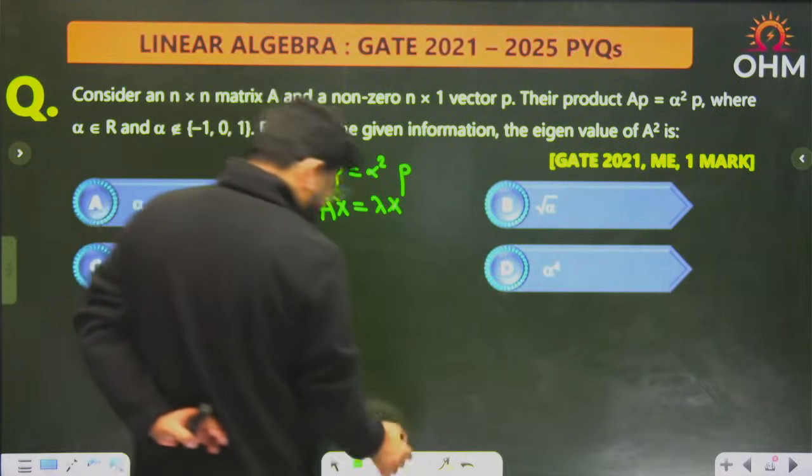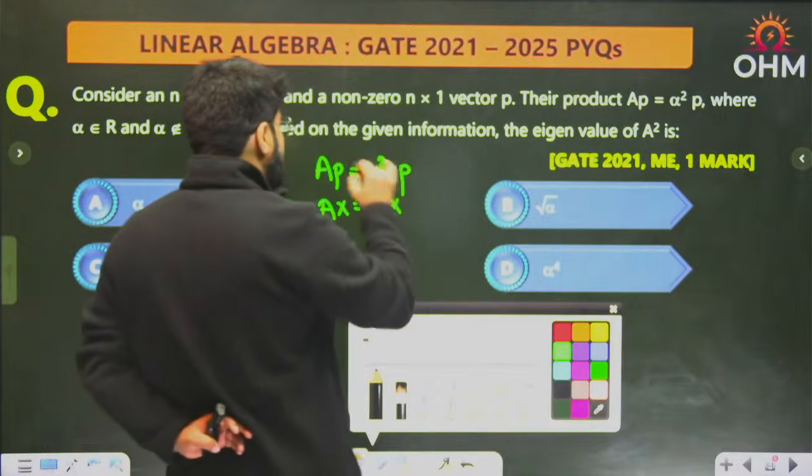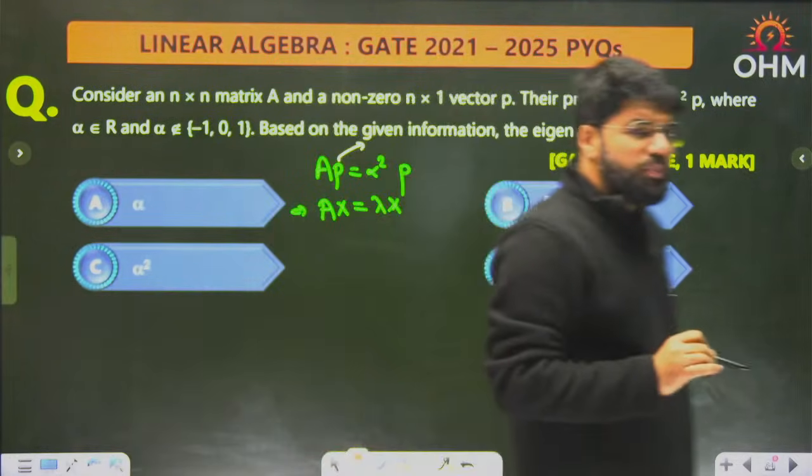Okay, P then becomes what? What is that vector P for the matrix?